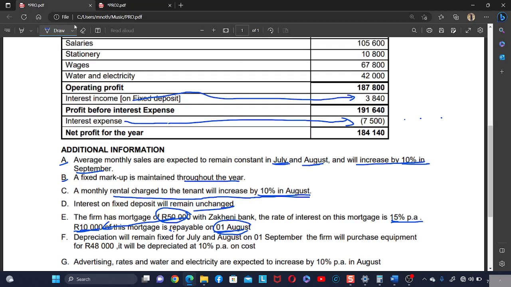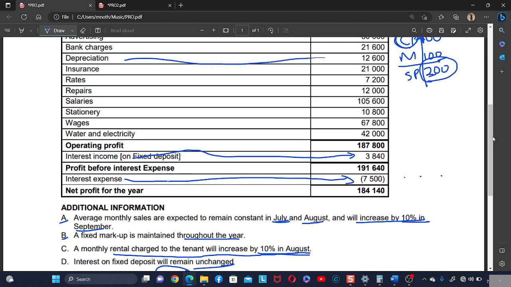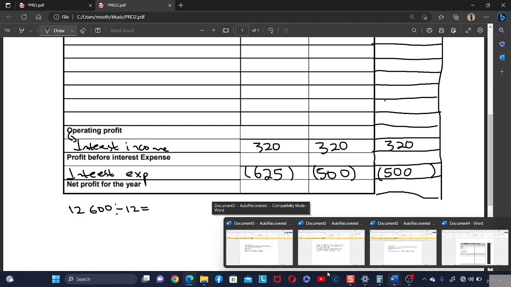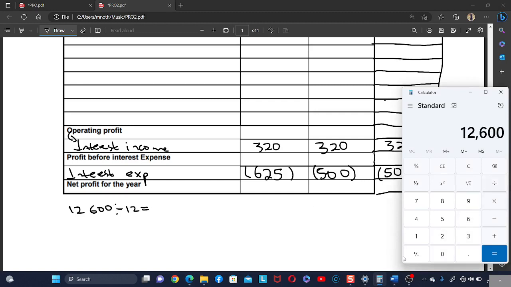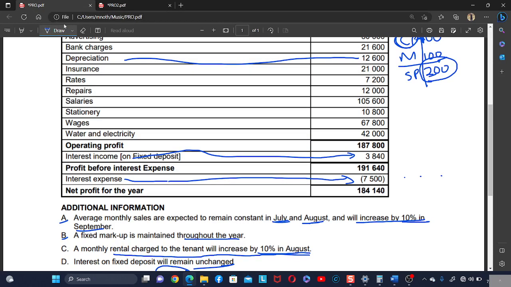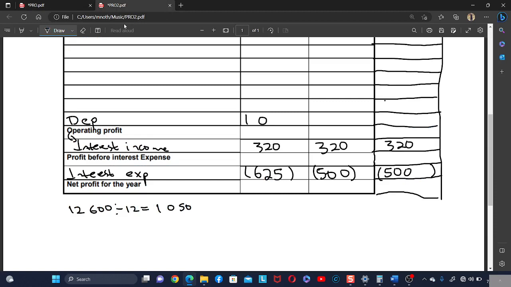Letter F. Depreciation will remain fixed for July and August. Okay, let's quickly go to the depreciation. Depreciation is 12,600. 12,600 divided by 12 is 1,050. So the depreciation per month is 1,050. And we were told that the depreciation will remain fixed for July and August, so there's no change. That is just going to be 1,050.